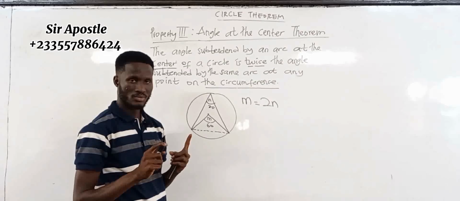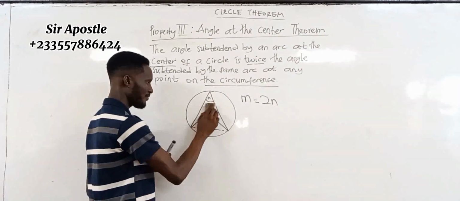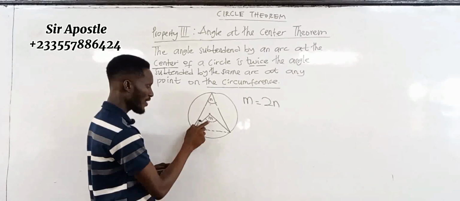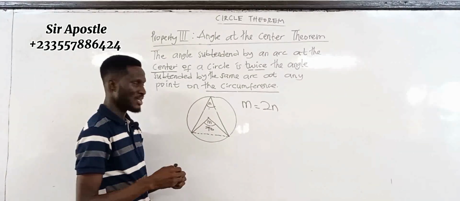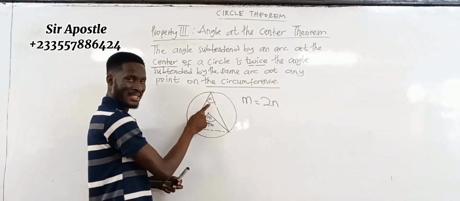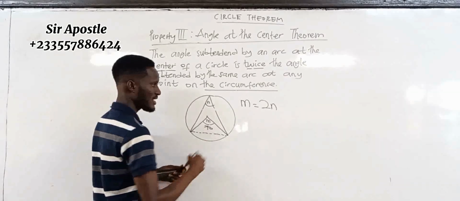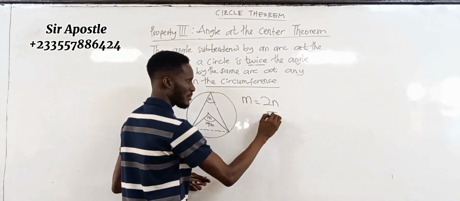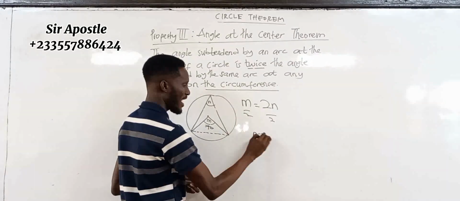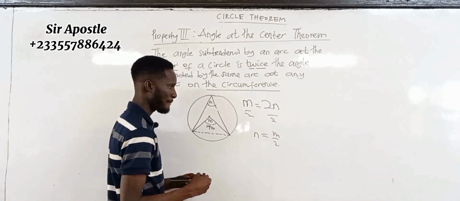Very simple. Now, in the same way, in case I have the angle at the center to be 70, if the angle here is 70, how can we get the angle here? That is the n. It means I have to find half of this one, just like making n the subject. If I want to make n the subject, I have to divide this one by 2, this one by 2. So n will give us m over 2. That is half of the m.